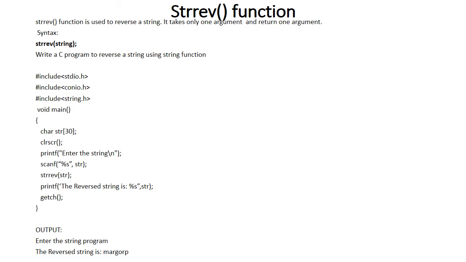So when you execute this program, the input is given as enter the string as program. The reverse string would be margorp. So the reversed characters of program would be printed when we use the string reverse function.